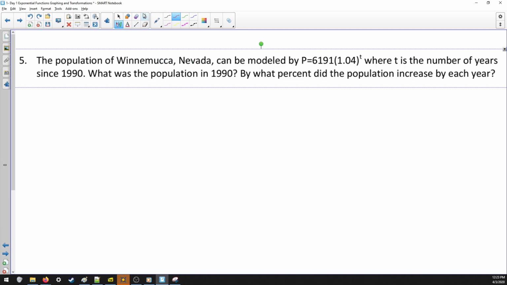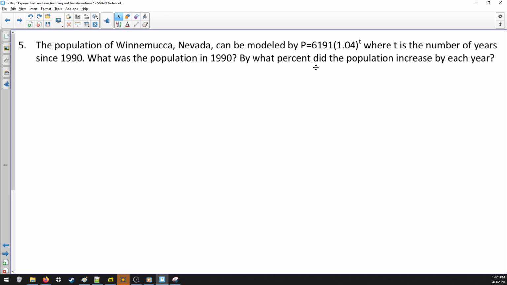So let me zoom in on that. Grab my snipping tool. So this is about the population of Winnemucca, Nevada. So here is Control C and Control V. Here's the problem: the population of Winnemucca, Nevada can be modeled by this equation, where t represents the number of years since 1990. And it's asking what was the population in 1990, and by what percent did the population increase each year?